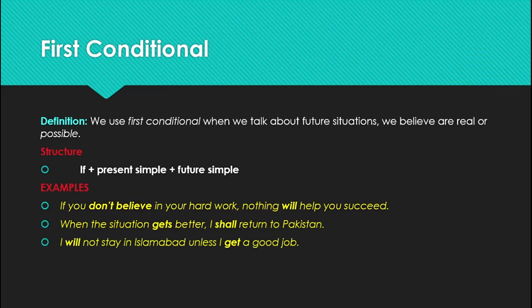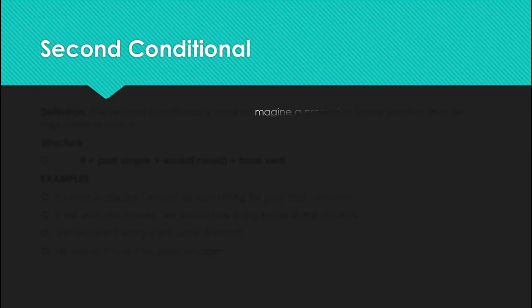I will not stay in Islamabad unless I get a good job, right? Now the condition is until I get a good job. If I don't get a job, I will not stay. And that is really possible. You see, all these situations are possible. The person will not succeed if he or she does not believe in hard work. That's possible. That's why we use the first conditional for the situations that we believe are real or possible. Now let's move to our second conditional.